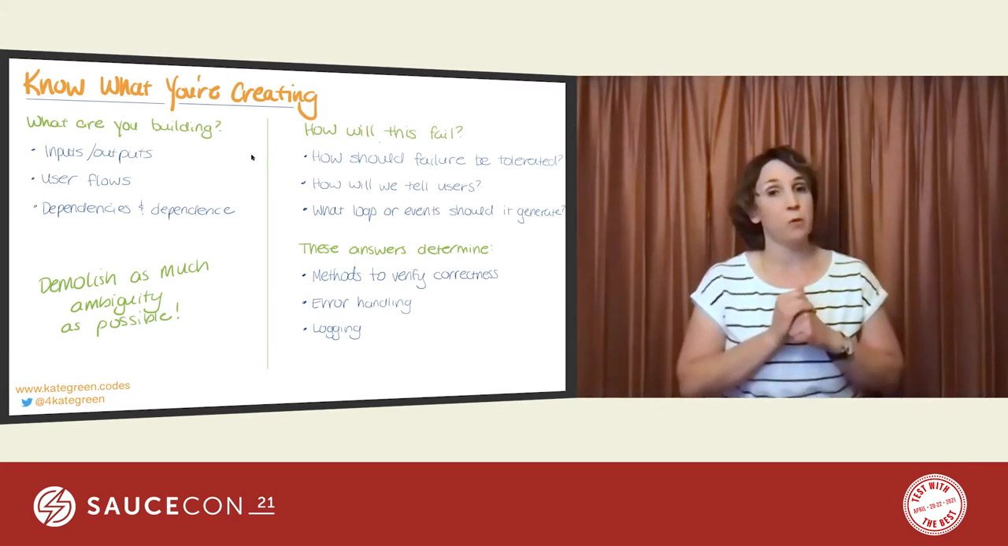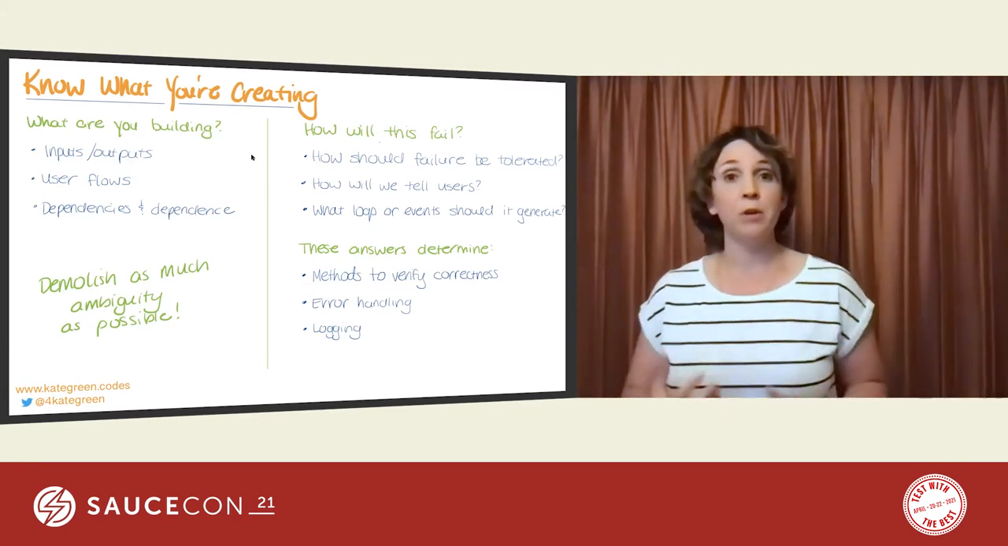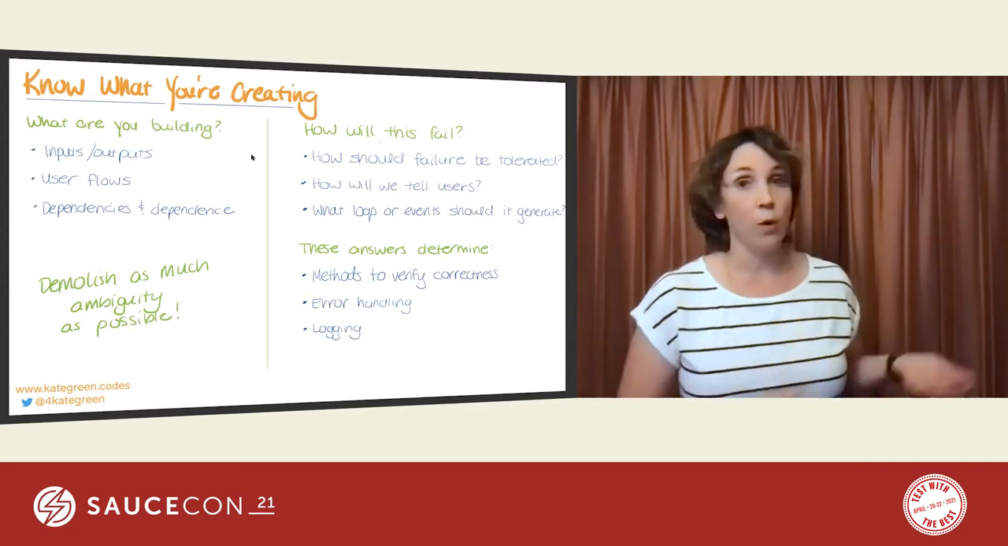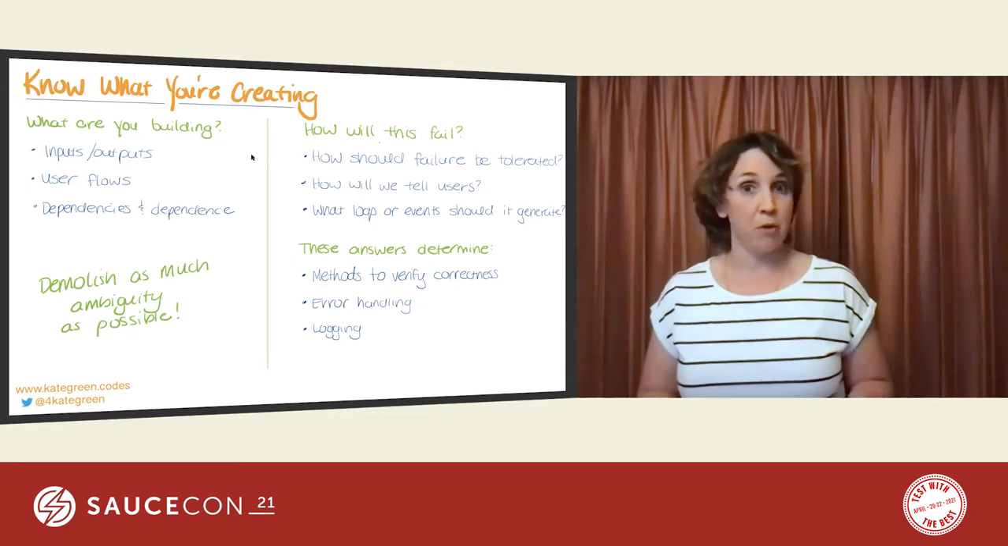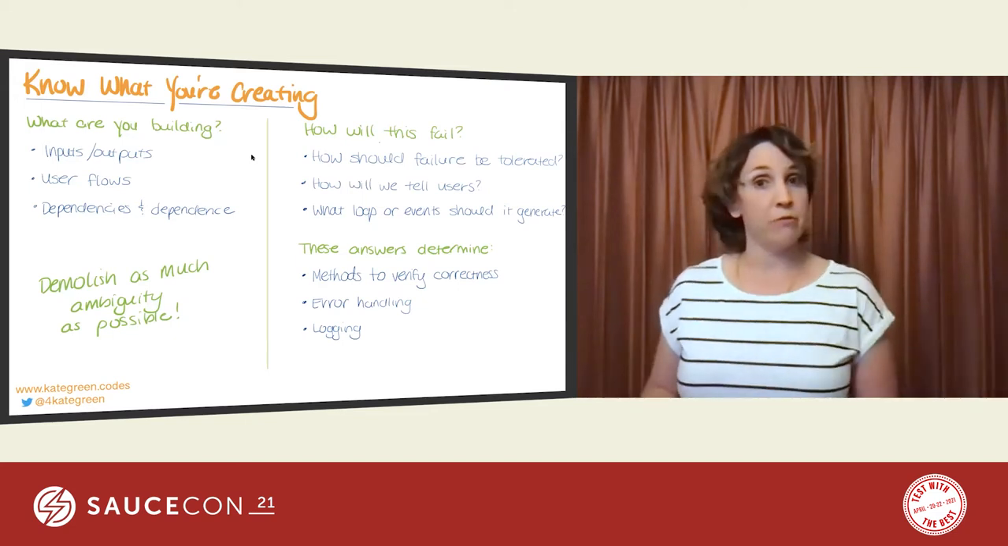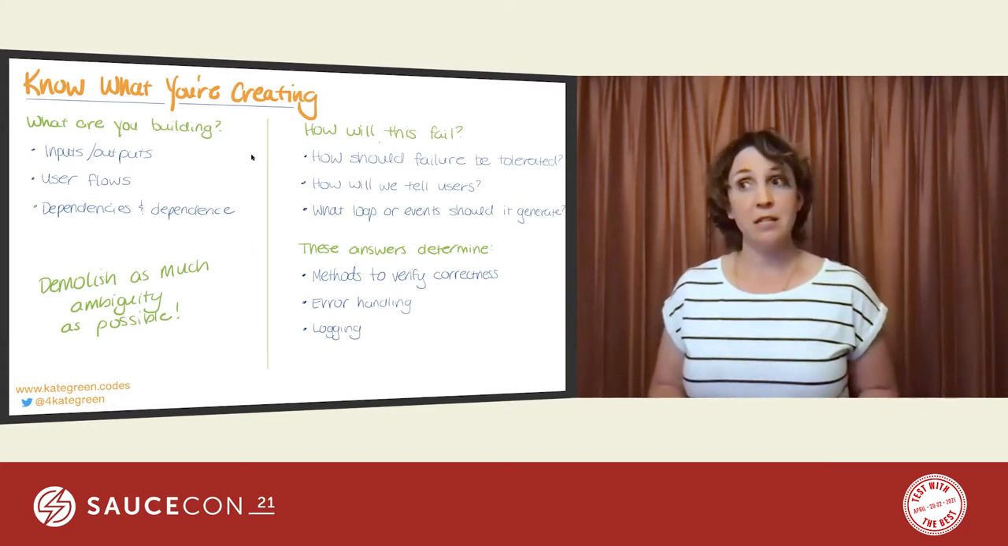That includes working with either your product org or whoever is helping you to figure out what you're building. You need to know what your inputs and outputs are, like what are people submitting to you that you need to then process? What are the user flows? How are people working through your application? How are they going to be using it?